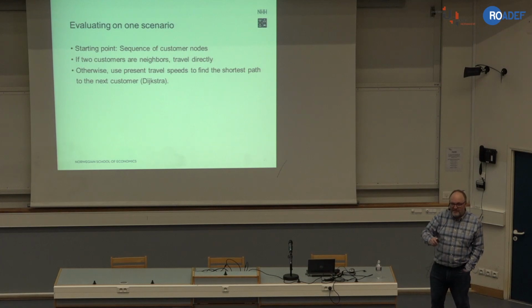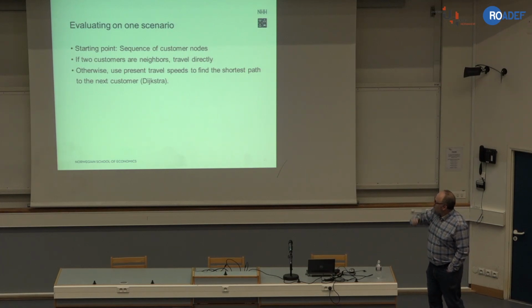And otherwise, we use the present speeds to find the shortest path to the next customer. So that's a Dijkstra computation. And I'm using discretization in time and space, but I'm using the speeds as they are when I leave the customer. So in other words, if you have a very smart system where the driver first thinks he's going to turn right in an intersection, and then suddenly the computer tells him to turn left because his conditions have changed and he actually turns left, I'm not covering that.